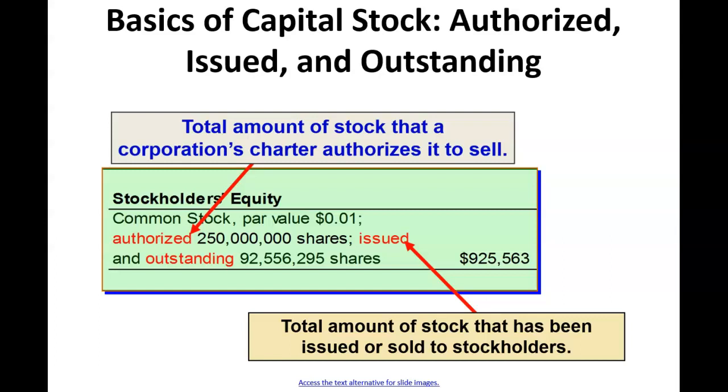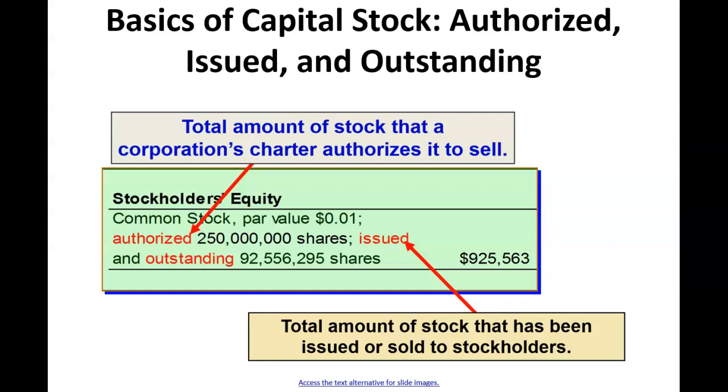Here are some very important definitions. Capital stock is a phrase for any shares issued to obtain capital, and capital is owner financing, not debt financing, but owner financing. Authorized stock is the number of shares that a corporation's charter allows it to sell. Selling or issuing stock: the corporation can sell stock directly or indirectly. Issued stock is the amount of stock which has been sold to stockholders. Outstanding stock refers to issued stock that is still held by stockholders.